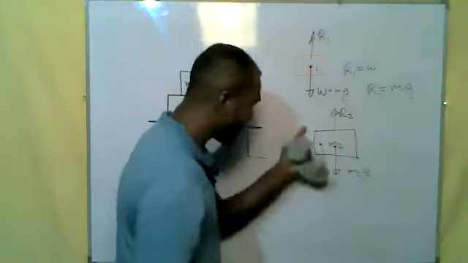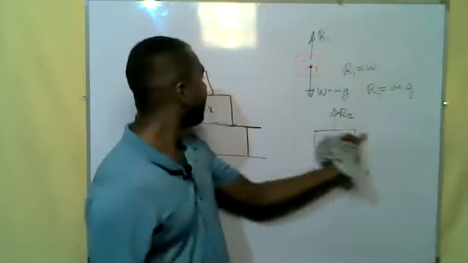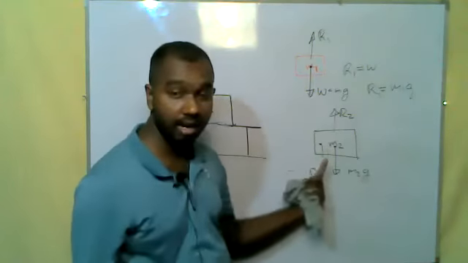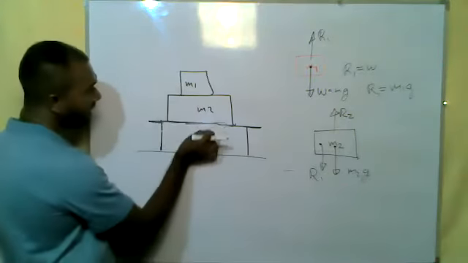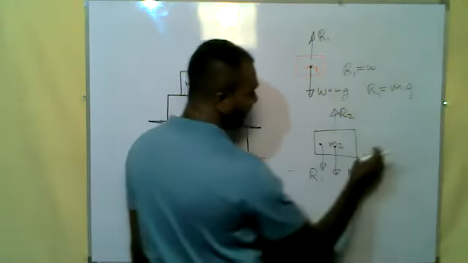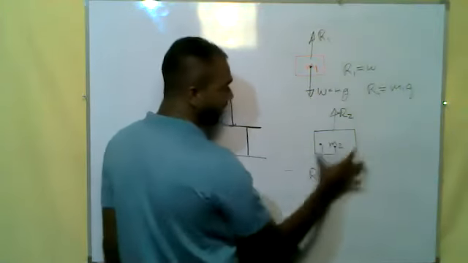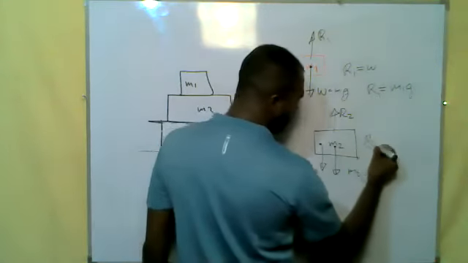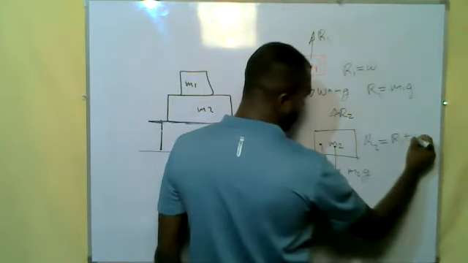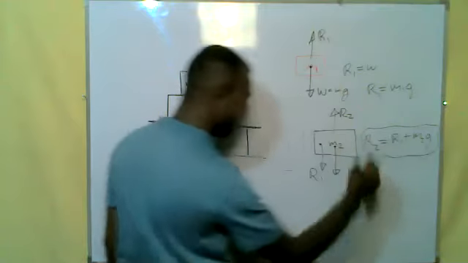Okay, so for this book, what are the forces? There is a reactive force coming from the table. So there is an R2. If we write the equilibrium equation for this one, because this is at rest, R2 should be equal to R1 plus M2G. These are just for your information.